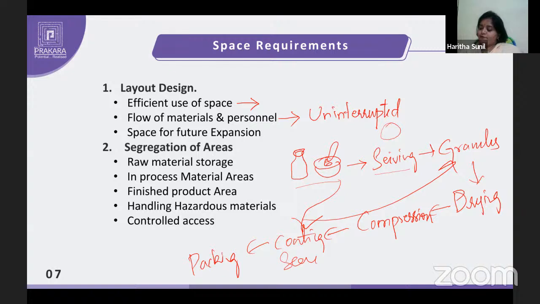And then space for future expansion. You won't want your company to stay at the same place when you have developed. You want to expand it, right?